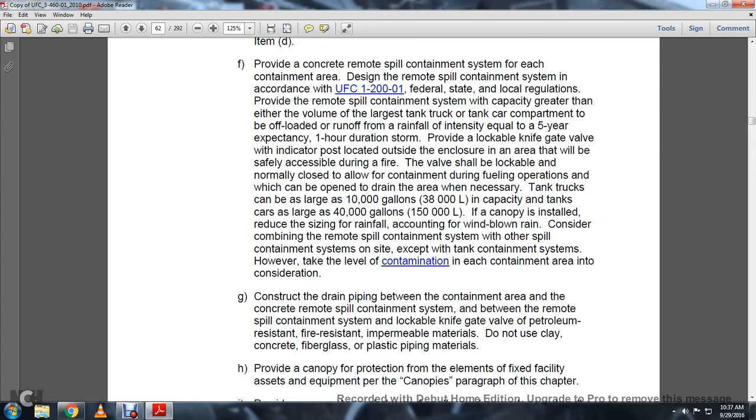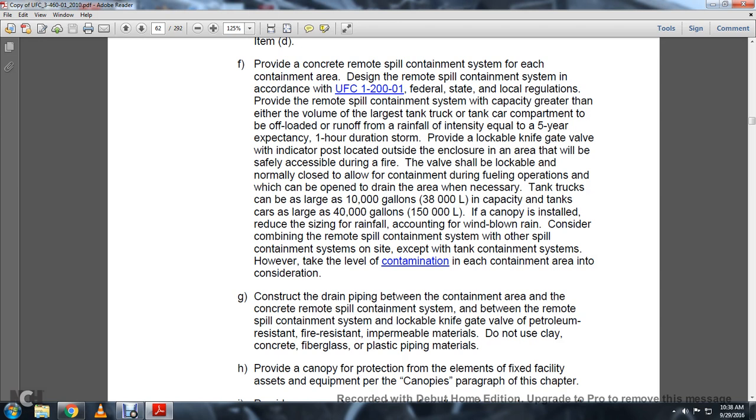Provide a concrete remote spill containment system for use with the containment area. Design the remote spill containment system in accordance with UFC 3-460-01 and federal, state, and local regulations. Provide the remote spill containment system with a capacity greater than either the volume of the largest tanker car compartment to be offloaded, or the runoff of a rainfall intensity equal to a 5-year frequency, 1-hour duration storm. Provide a lockable knife gate valve with an indicating post located outside of the enclosure in an area that will be safely accessible during a fire. The valve shall be lockable and normally closed to allow containment during fuel operations, and can be opened to the drain area when necessary.